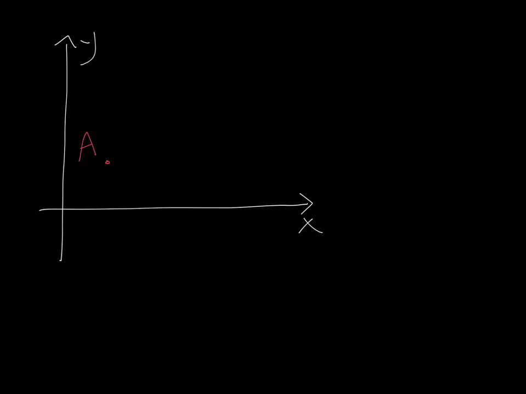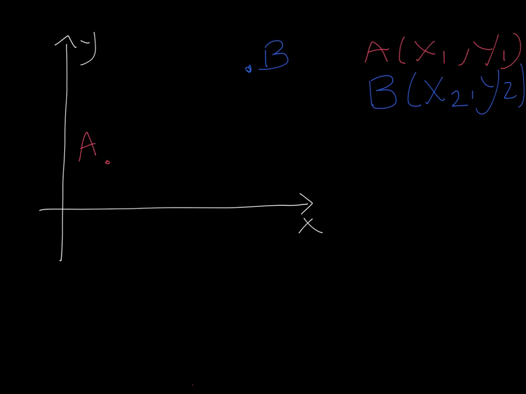So in general, take the general situation and have 2 points. Let's just say point A there and point B here, and point A has the coordinates, let's just say x1 and y1, and B has the coordinates x2 and y2. Then the midpoint, which is around here, we can calculate quite easily.